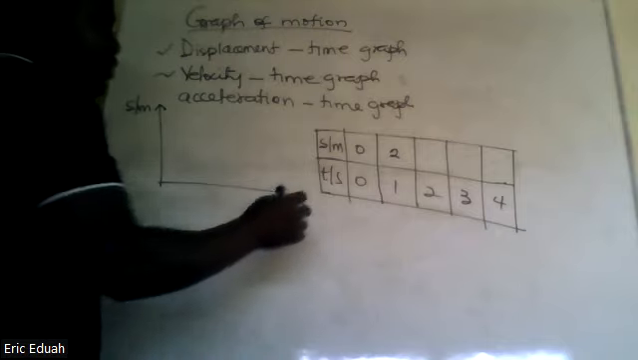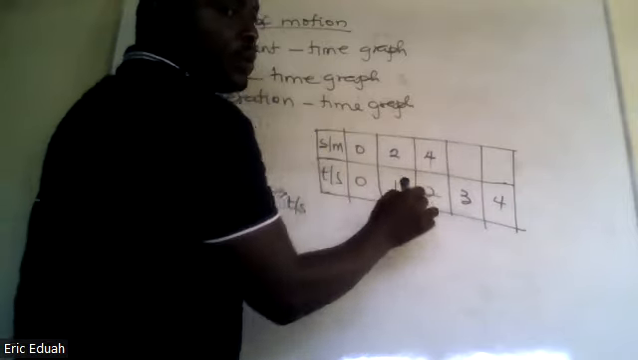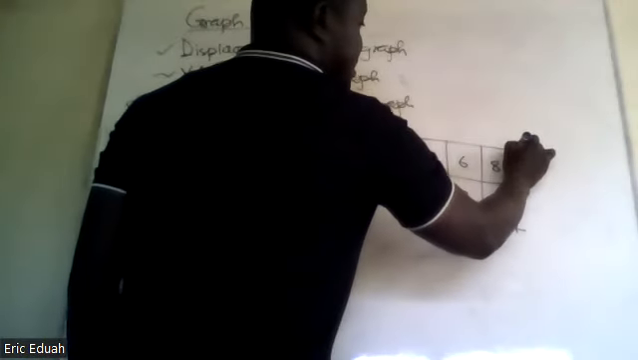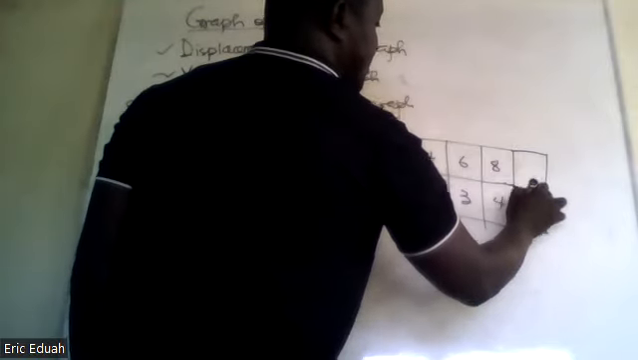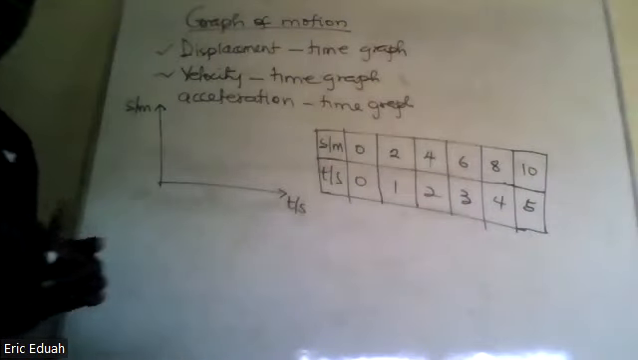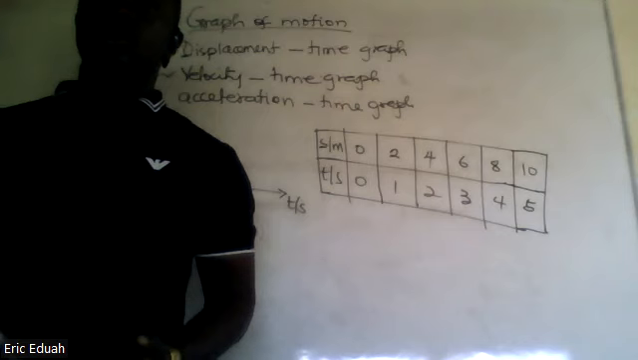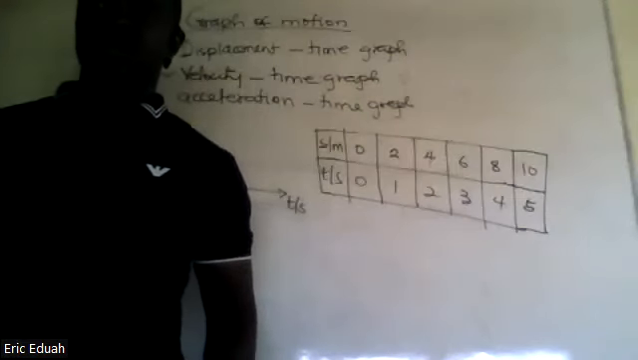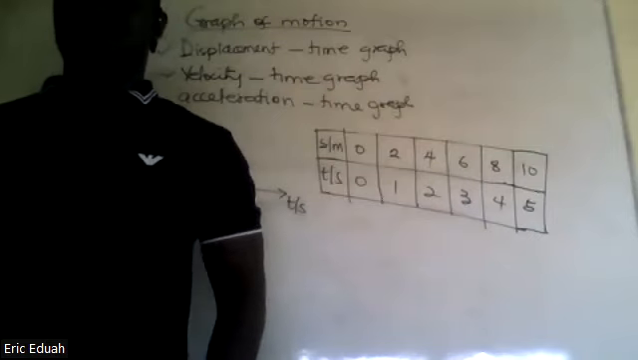Okay, so 2, 4, 6, and 8. If there is a fifth time, 10. Here what is happening? The distance covered by the body changes within equal intervals, okay, with equal intervals of time as well.